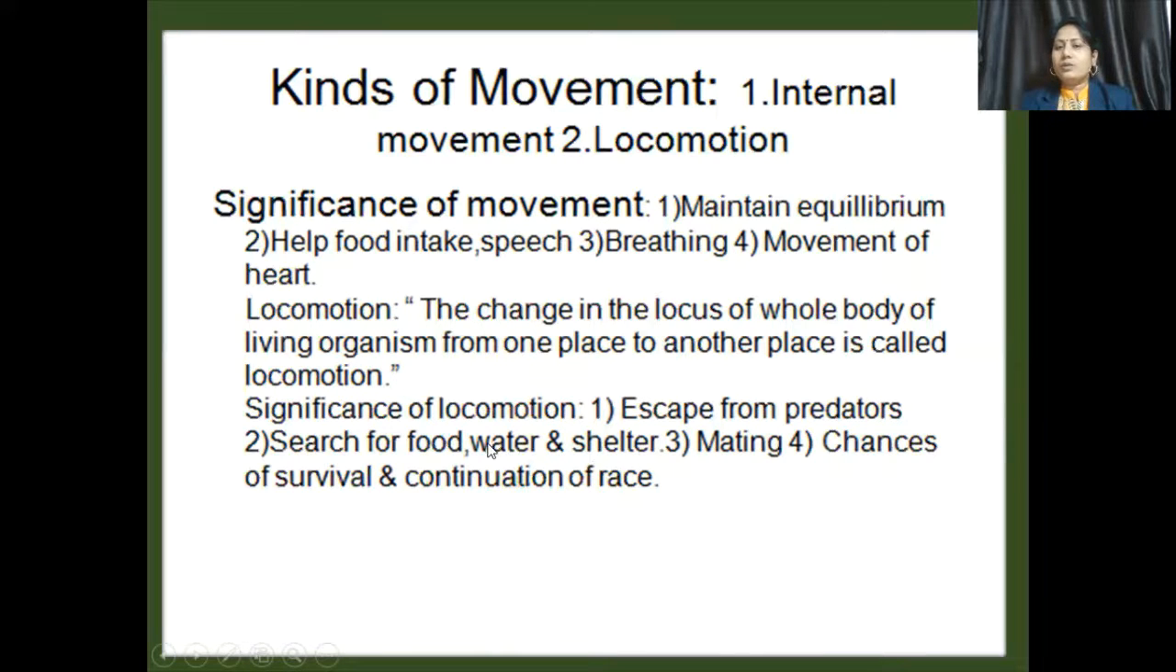It is also helpful for mating in reproduction. Two organisms are essential for mating, and locomotion is mainly useful for mating. Locomotion is also useful for the chances of survival and continuation of the race. Okay. So these are the significances of locomotion. So first is movement and second is locomotion.